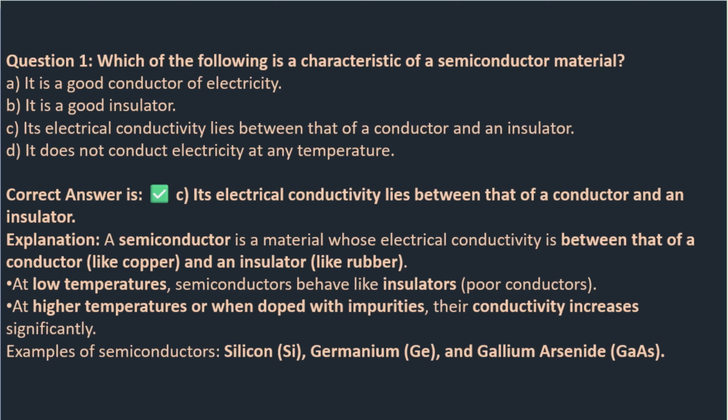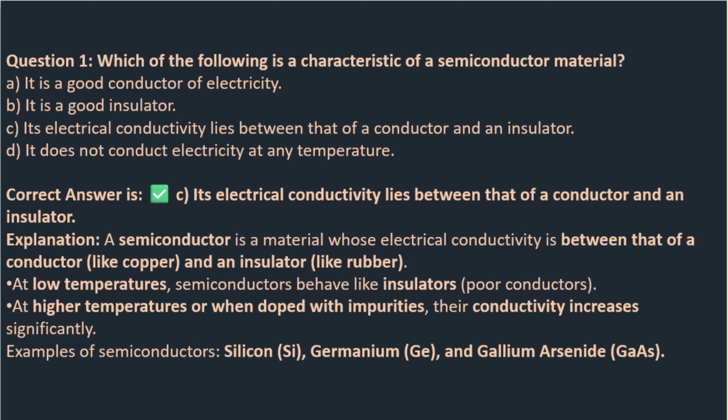Which of the following is a characteristic of a semiconductor material? Option A. It is a good conductor of electricity. Option B. It is a good insulator. Option C. Its electrical conductivity lies between that of a conductor and an insulator. Option D. It does not conduct electricity at any temperature. Correct answer is C. Its electrical conductivity lies between that of a conductor and an insulator.